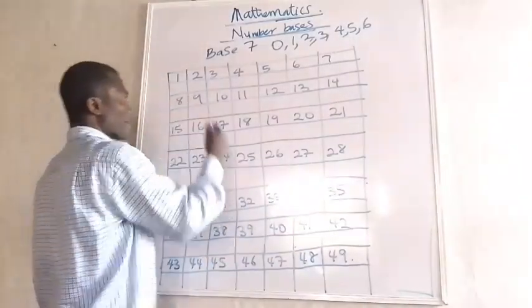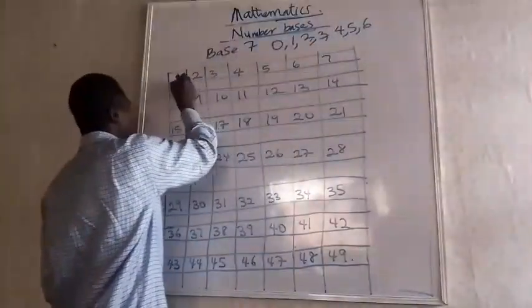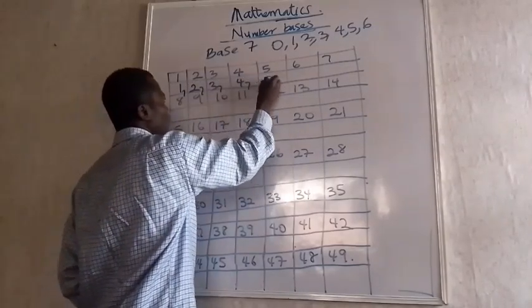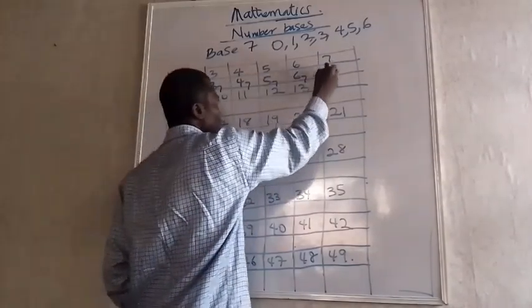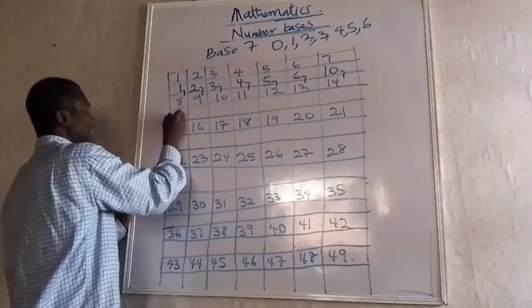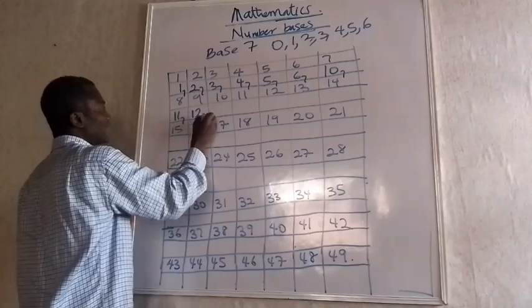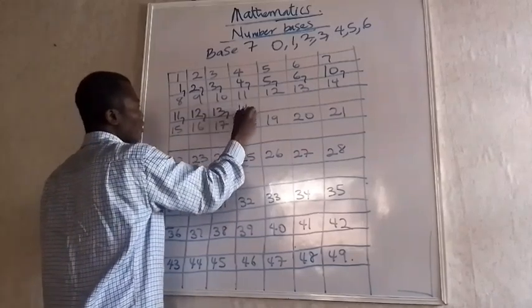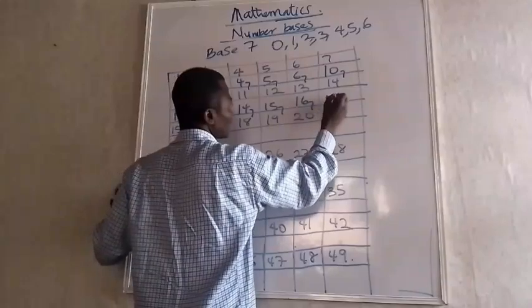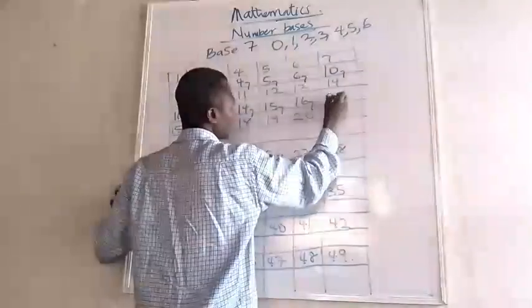Look at this. We have 1 base 7, 2 base 7, 3 base 7, 4, 5, 6, and then when we get here, it becomes 10 base 7. So here is 11, 12 base 7, 13 base 7, 14 base 7, 15 base 7, 16 base 7, and then we have 20 base 7.